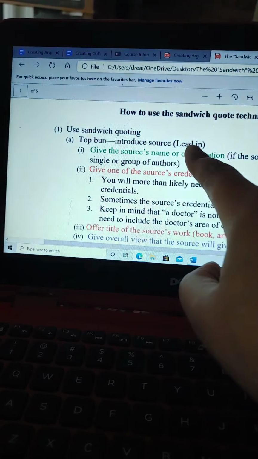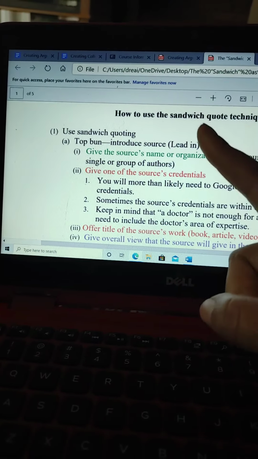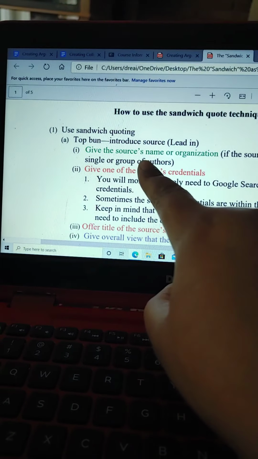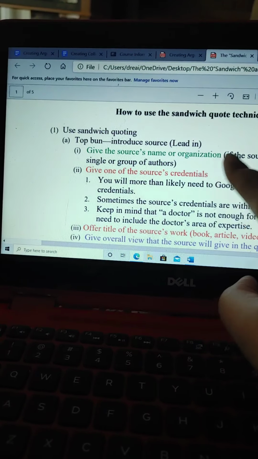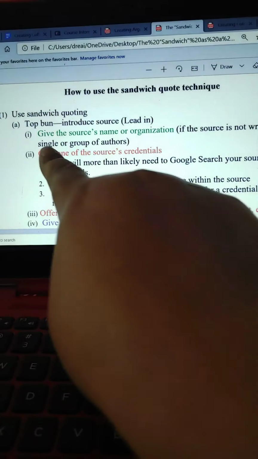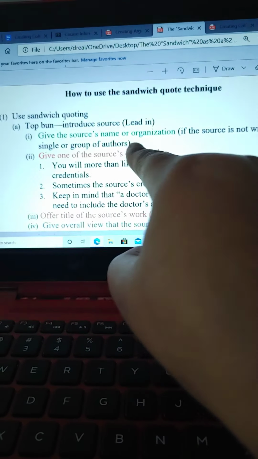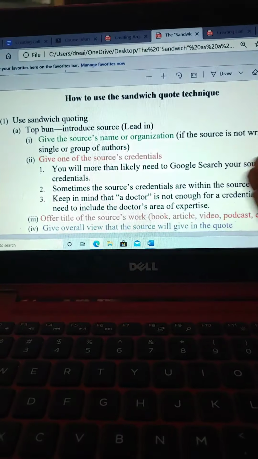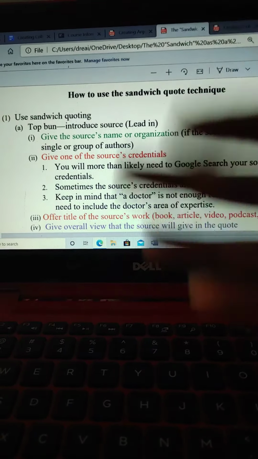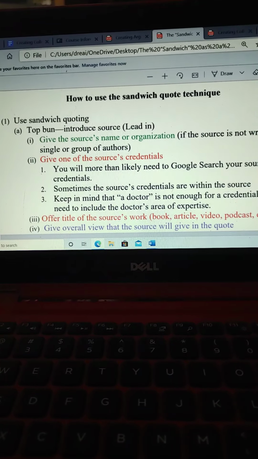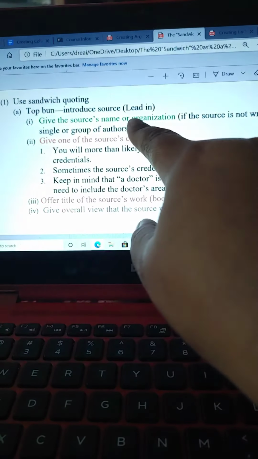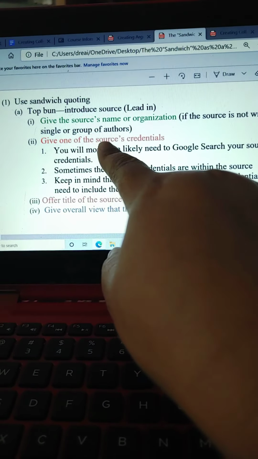First, our top bun, our lead-in. Remember that was the first part of it, the first sentence. In the first sentence, you're going to give either the source's name or the organization. If the source is not written by a single person or a group of authors, it's usually written by an organization like PETA, or a guild, a corporate author. Okay, so the first part is going to be the name. The second part is going to be the source's credentials, so the author's credentials.